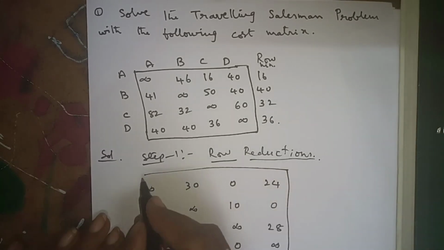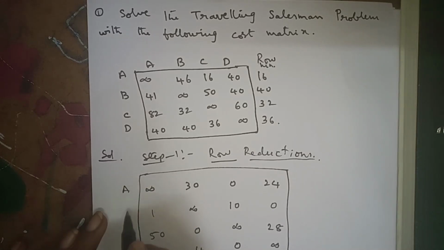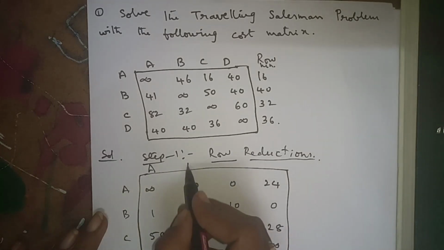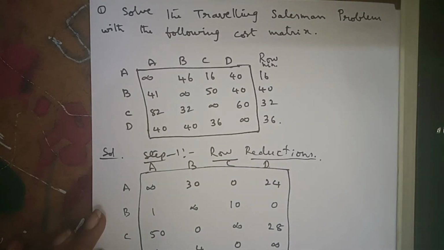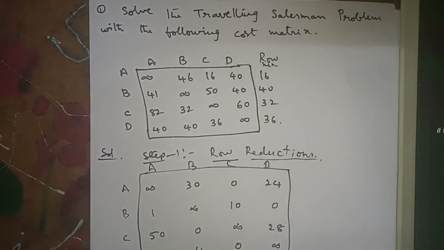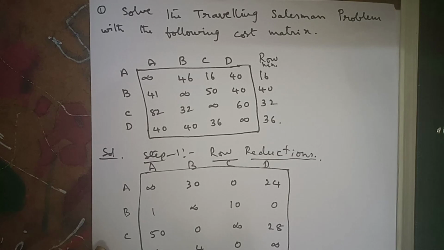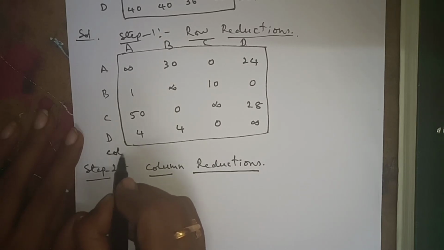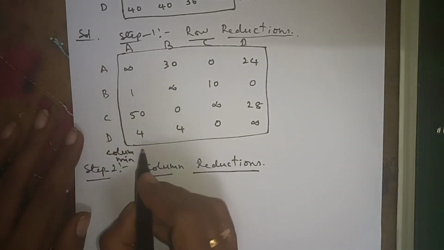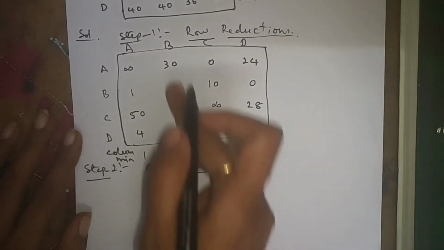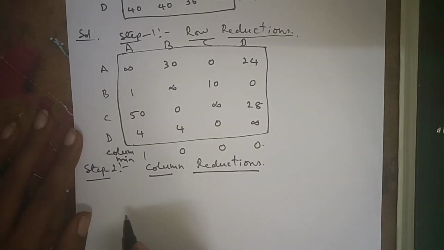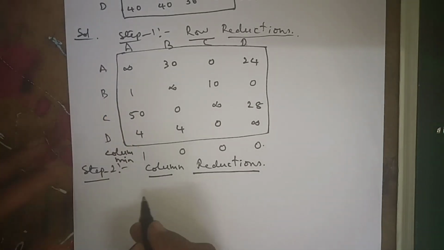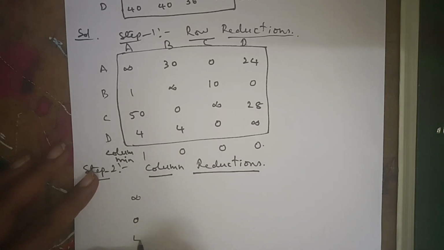Row reductions over. Now we will do the column reductions, columns A, B, C, D. Step 2 is column reductions. Column minima: the minimum value in the first column is 1, and as usual, the Hungarian method, 1, 0, 0, 0. Infinity minus 1 is equal to infinity only. Then infinity, 1 minus 1 is 0, 49, 3.